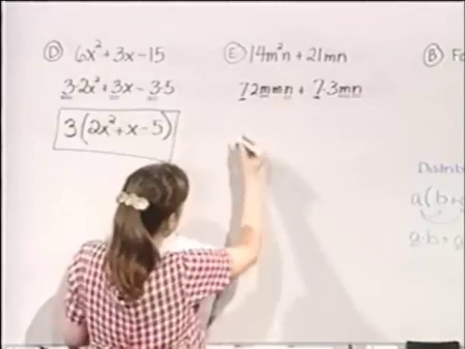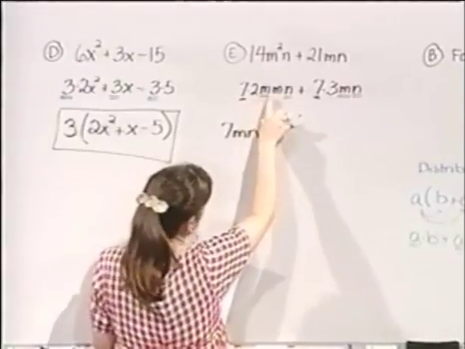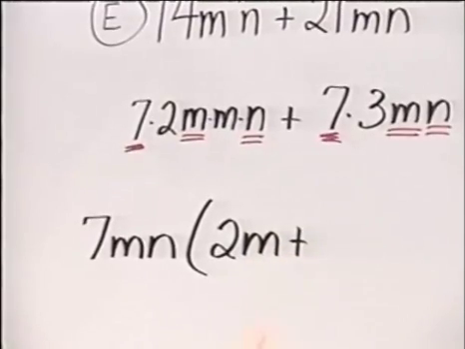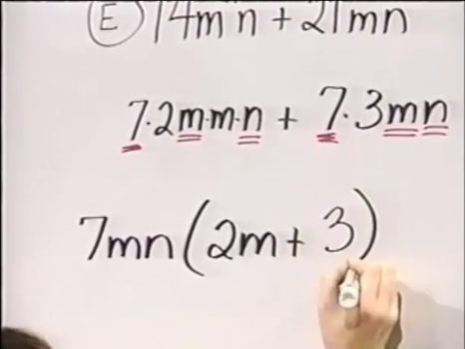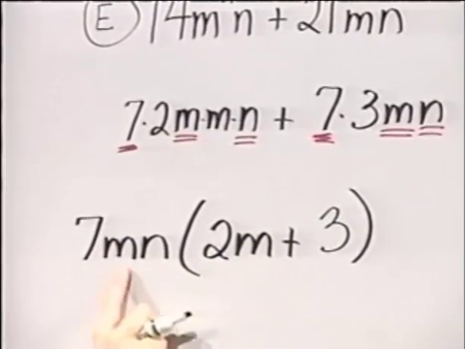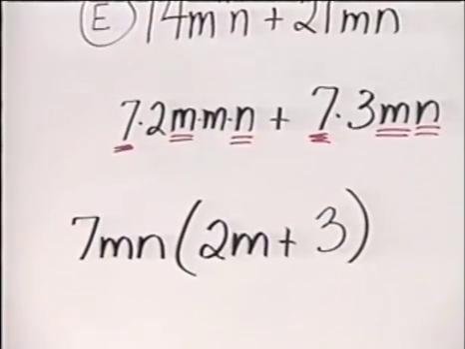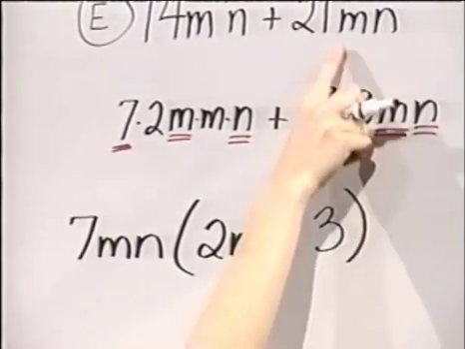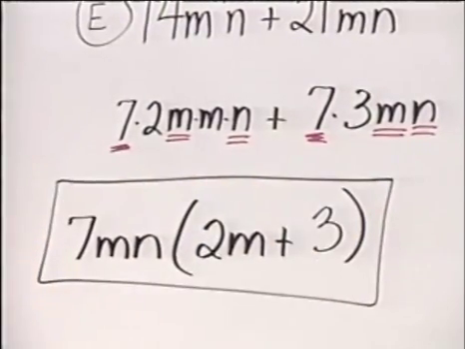So let's take out 7mn, and you're left with, in the first case, 2m, and in the second case, the only thing that will be left over is a 3. Let's check that. 7mn times 2m is 14m squared n, which was up top. And over here, 7mn times 3 gives us 21mn, which is up top there. And so that is the factorization for this polynomial.